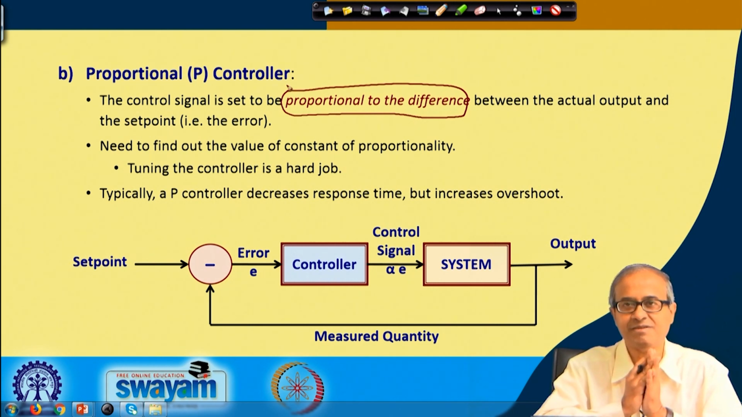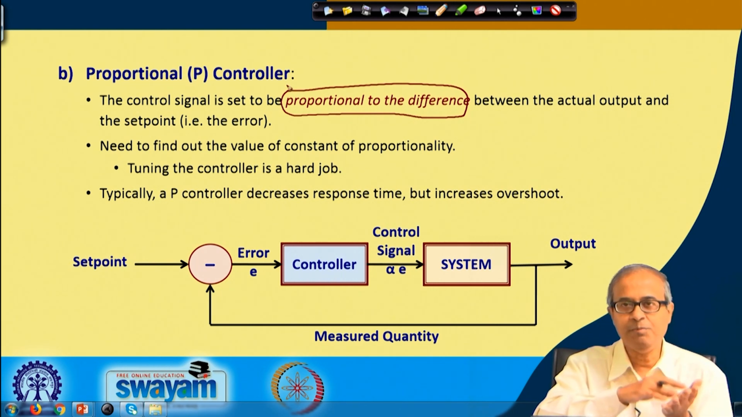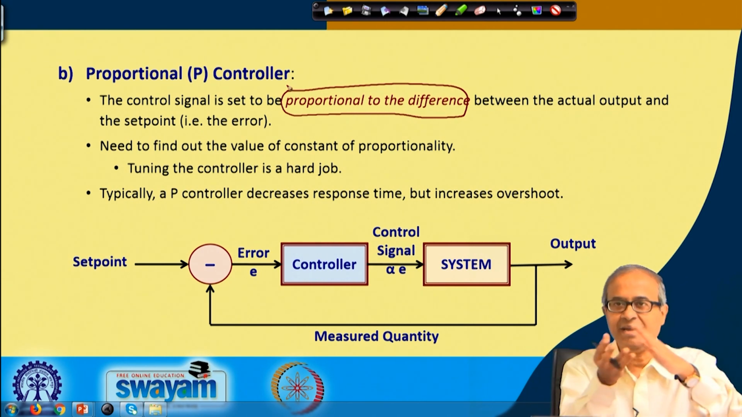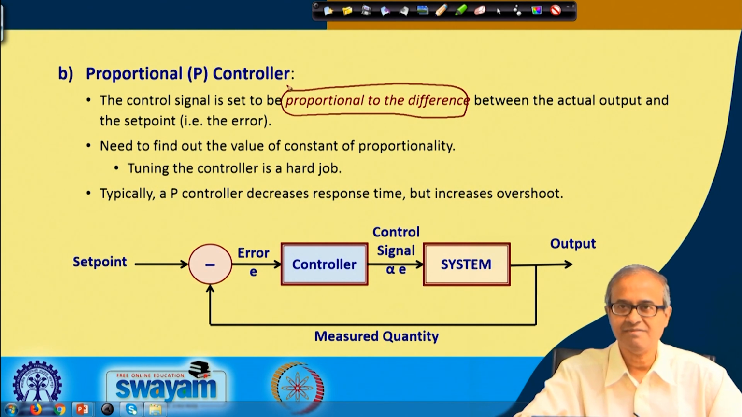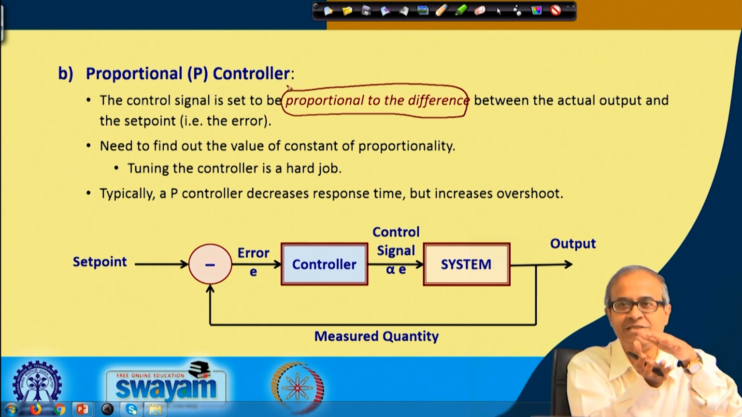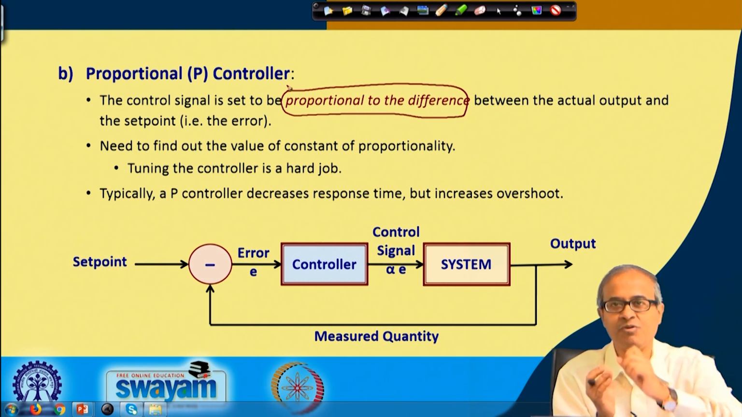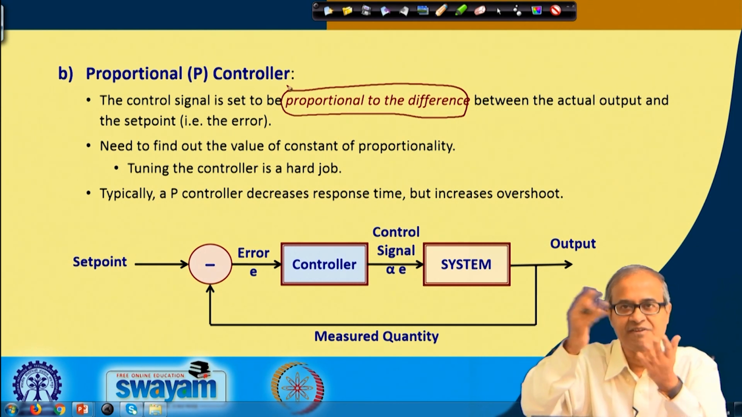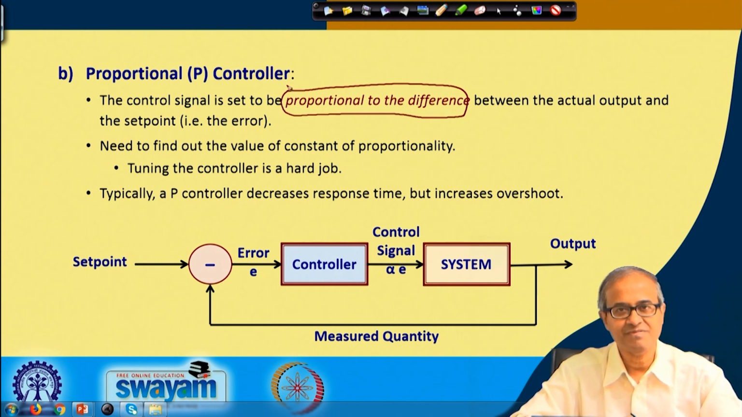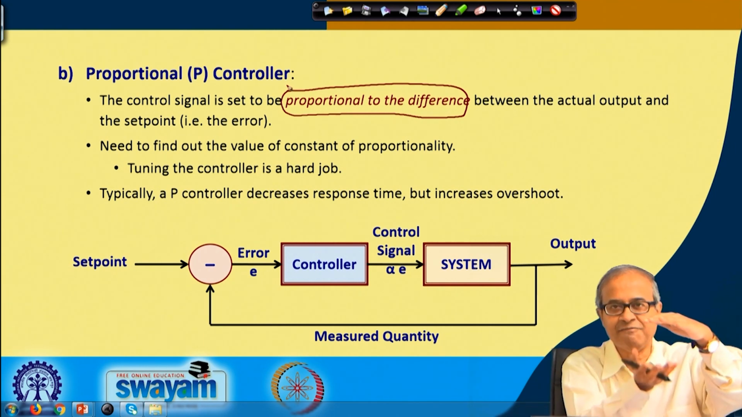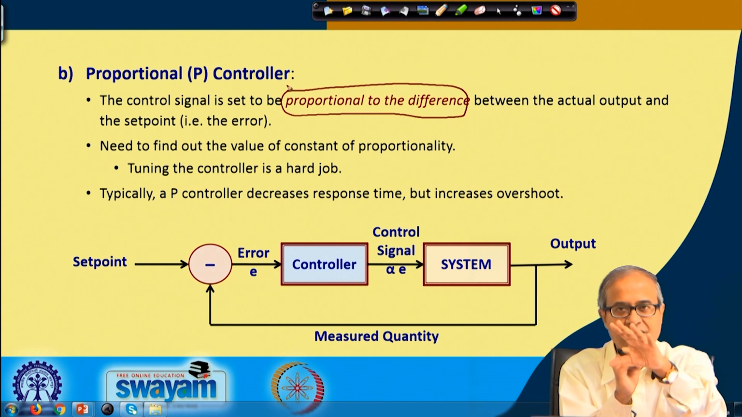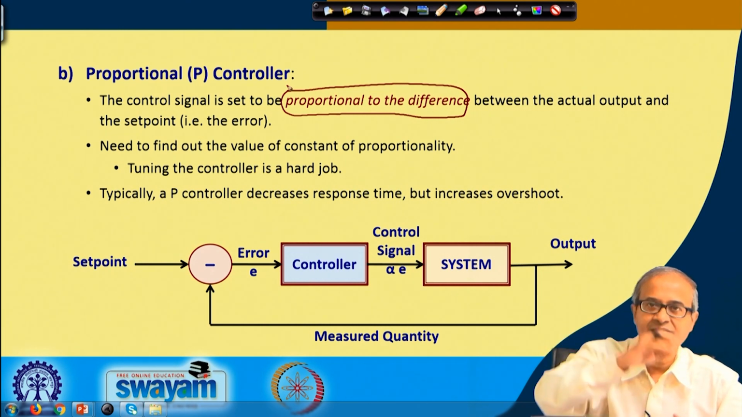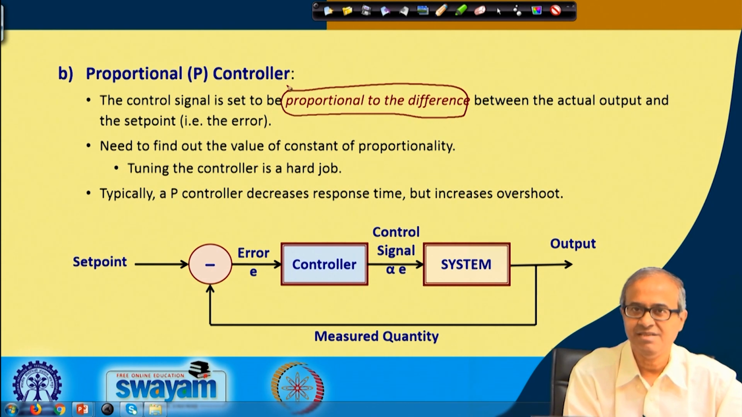proportional to the difference. If I see my room temperature and my set temperature is quite different, I send a high voltage to the heater. If I see my difference is very small, I send a lower voltage to the heater, so that the heater does not suddenly become very hot and there is an overshoot. Okay. But if the difference is very large, I send a large voltage so that the heater heats up quickly, so that it very quickly attains the required set value.